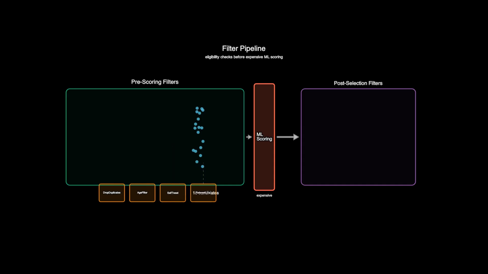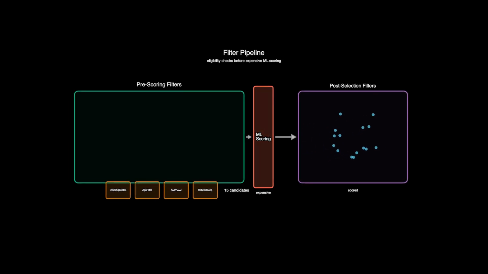Previously seen posts filter and previously served posts filter prevent showing content you have already seen. Muted keyword filter and author social graph filter enforce your block and mute preferences. These all run before the expensive ML scoring step, which saves computation. Post-selection filters run after scoring and selection.